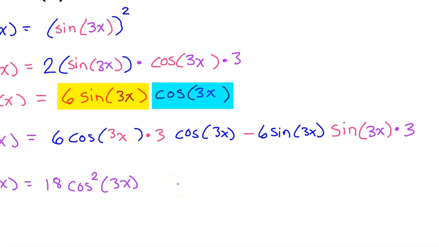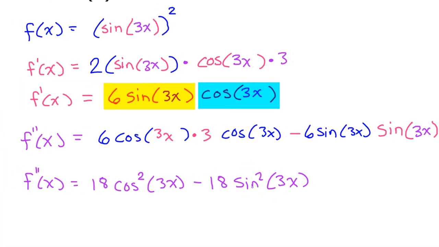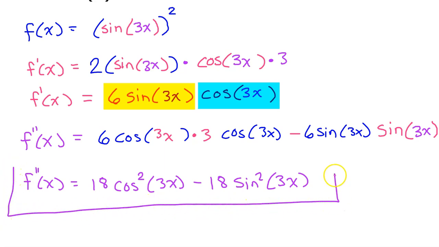All right, what can be simplified in the next term? Similarly, we have the 6 and the 3, so we're going to have minus 18. And again, we have 2 of these. Sine 3x and another sine 3x is sine squared 3x. So that did simplify quite nicely. So on a multiple choice question, this is most likely what you would see for the second derivative.